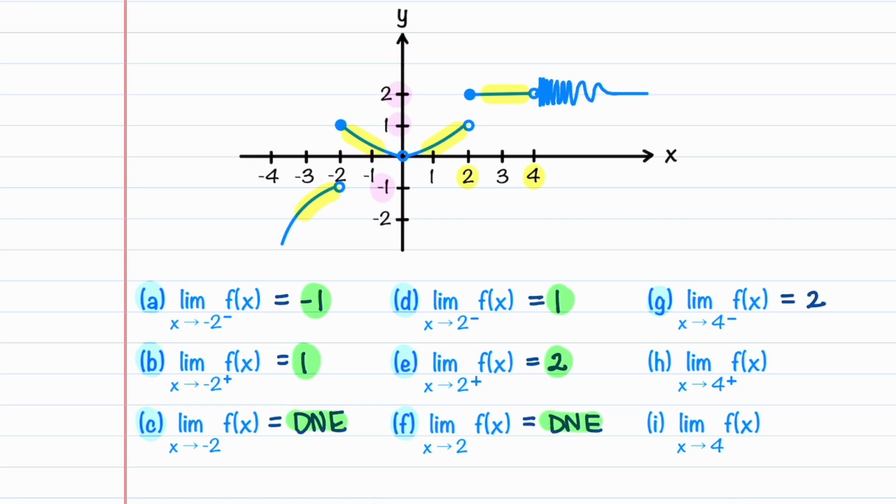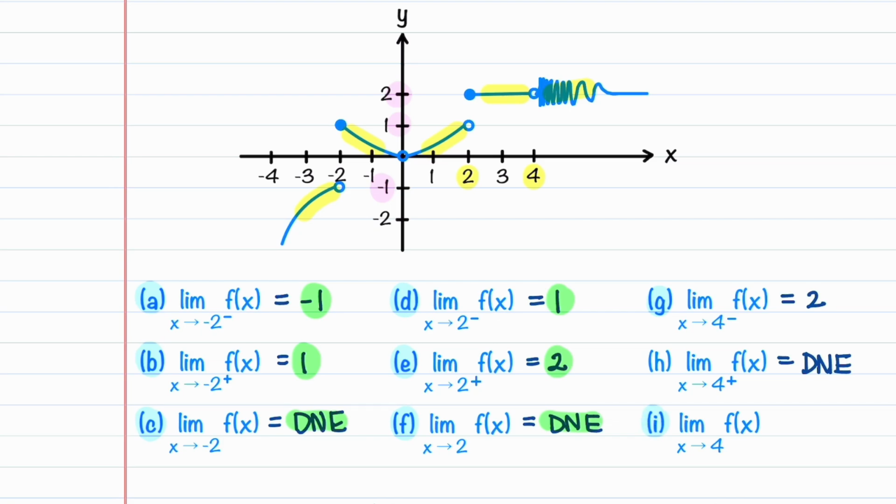Now let's see what happens as we approach from the right. As we approach from the right, our graph has what we call oscillatory behavior, and it oscillates between two values and never settles down. When that happens, we say that our limit does not exist. So let's write DNE, because it's not equal to one value. It just keeps bouncing around between values.